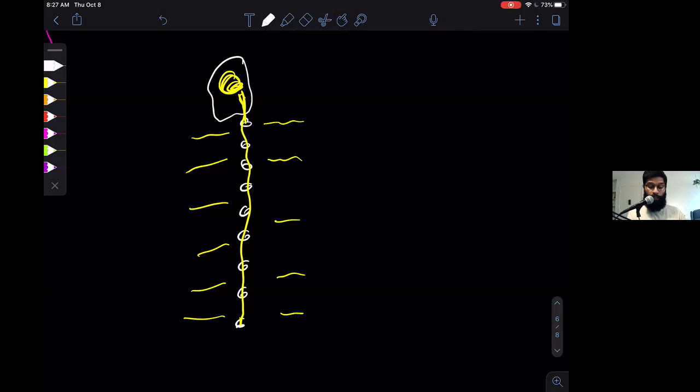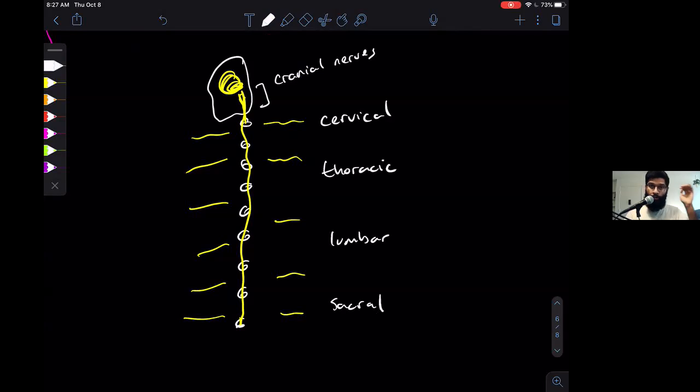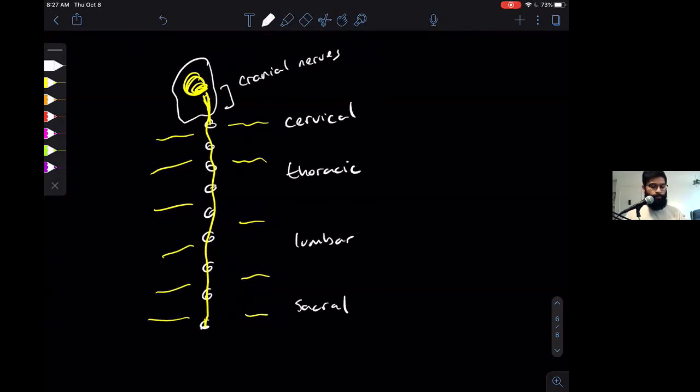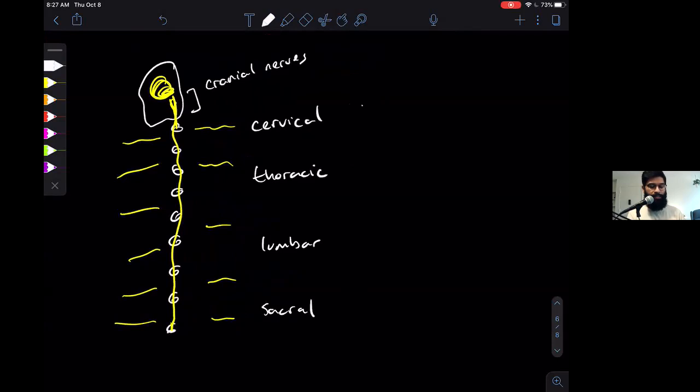So you're going to have some cranial nerves, which come off of your brainstem. And I say come off of your brainstem, but they could also be sending sensory information back up, or solely sensory information back up. You're going to have some in the cervical region, some in the thoracic region, some in the lumbar region, and some in the sacral region. And so these are also going to be the divisions of your vertebrae down your spine. So you're going to have 7 cervical vertebrae, 12 thoracic vertebrae, 5 lumbar vertebrae, and 5 sacral vertebrae.